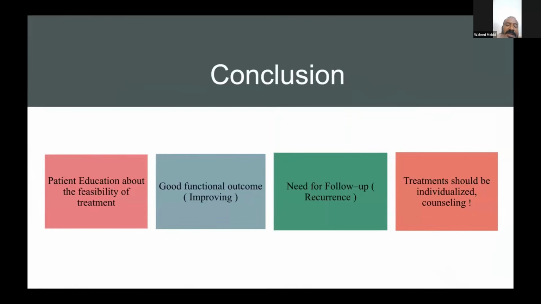And that's it. Conclusion: patient education about the feasibility of treatment. They shouldn't be ashamed. They should be encouraged to seek medical attention and care. And there is also a good functional outcome. The patient is improving. And there is a need for follow-up, of course, in such a large tumor, because the chance of recurrence is, I think, a bit higher in this case. And the treatment should be individualized after good counseling of the patient.